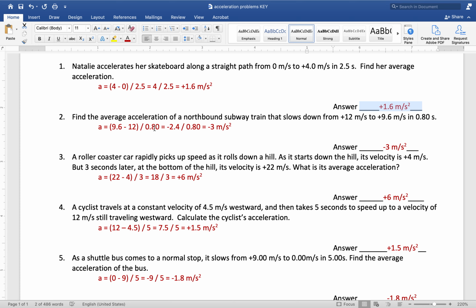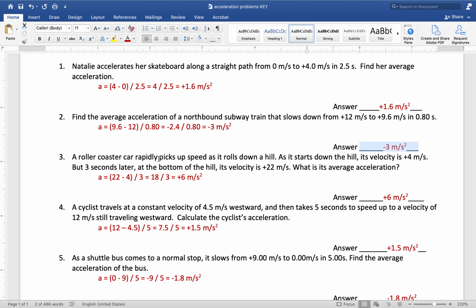Divided by the time, which was 0.8 seconds. So you're going to get negative 2.4 when you subtract. Divided by 0.8 is going to give you negative 3 meters per second squared. Okay, so negative 3 meters per second squared.